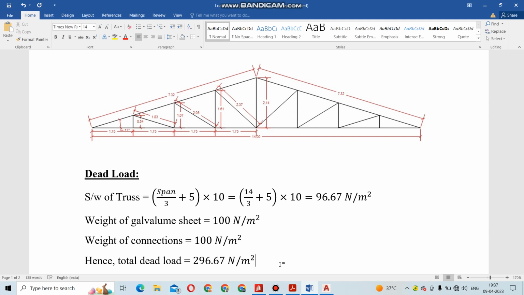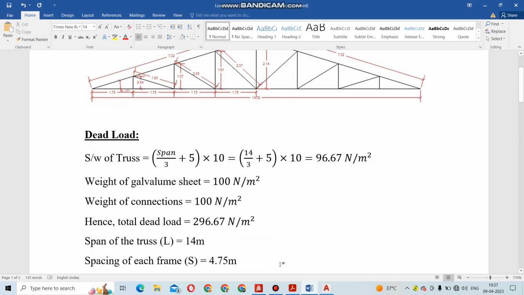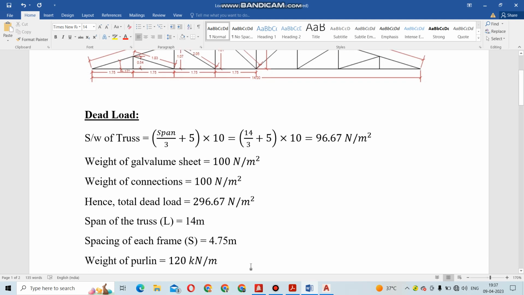This is for unit area, and the load in each truss we have to calculate separately. So let's see how we can calculate. The span of the truss, I have already told, is 14 meters, and then the spacing of frames. This is a truss of an industrial building, so there will be many truss frames. Here we are using a total of 10 truss frames. Each frame is at a distance of 4.75 meters from the next. And about the purlin, we have assumed the purlin weight as 120 kilonewton per meter, but further when we design the purlin, then we can say exactly what the weight of the purlin is. Now we are assuming 120 kilonewton per meter.